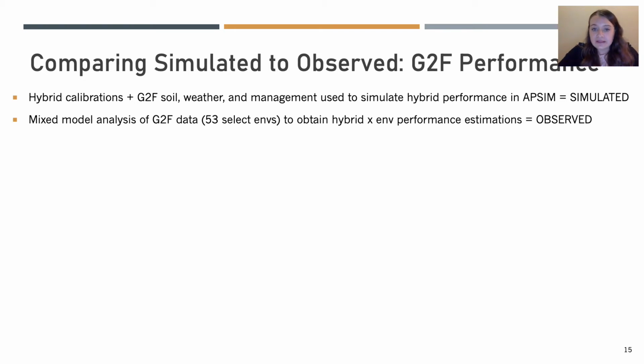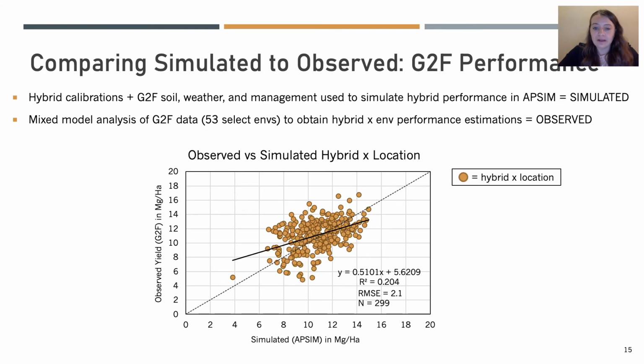Comparing these observed values to our simulated values across all environments and hybrids, we get an R-squared of 0.2, which admittedly is not great, but it's a start with 300 observations. We're now in the process of investigating and trying to parse out this data to understand the random variability at the hybrid by location level where the model isn't predicting well.